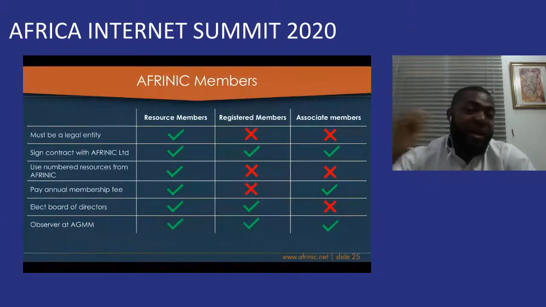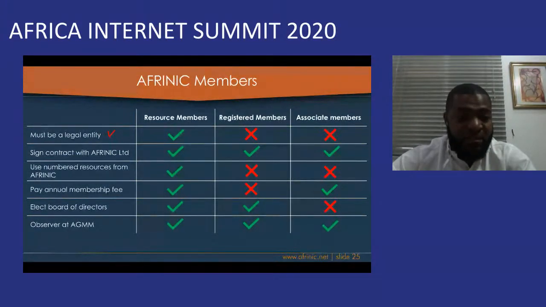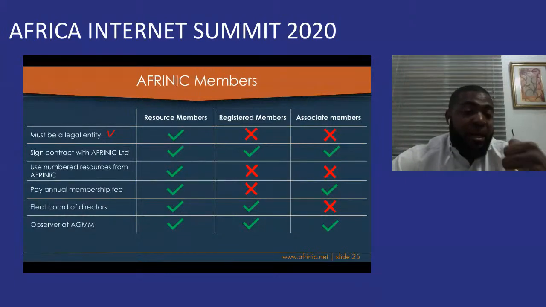AFRINIC membership: we have 3 types of members. First, the resource members. Resource members must be legal entities. They sign a contract with AFRINIC, use number resources, and pay an annual membership fee. They elect the board, and they can also be observers. Resource members are most of the time internet service providers, mobile operators, banks, and factories that want to use public IPs to run their network, or organizations that make money from the internet.